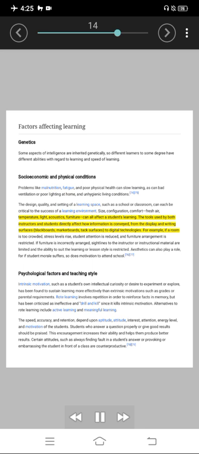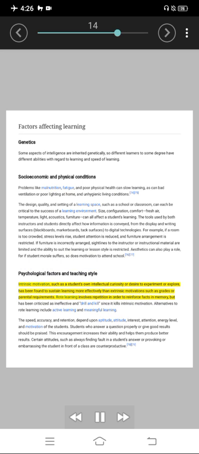For example, if a room is too crowded, stress levels rise, student attention is reduced, and furniture arrangement is restricted. If furniture is incorrectly arranged, sightlines to the instructor or instructional material are limited and the ability to suit the learning or lesson style is restricted. Aesthetics can also play a role, for if student morale suffers, so does motivation to attend school. 76, 77.